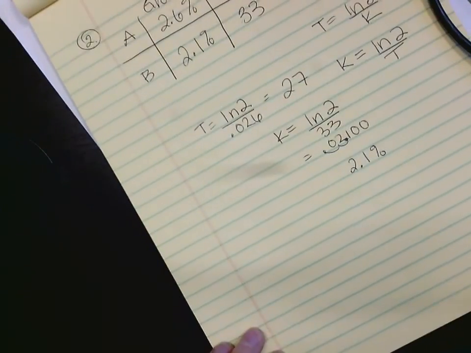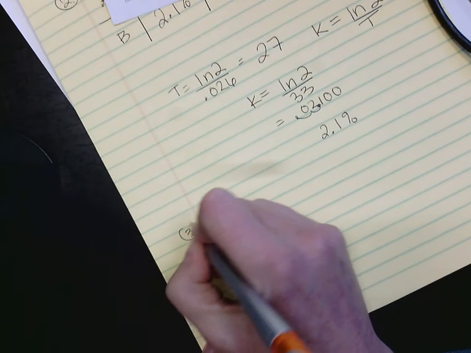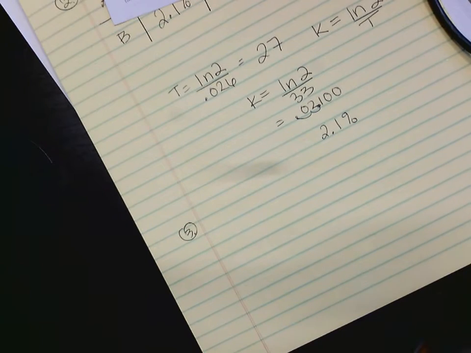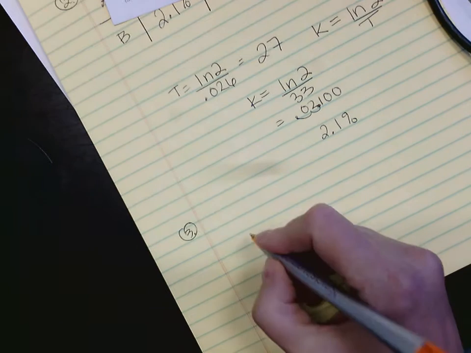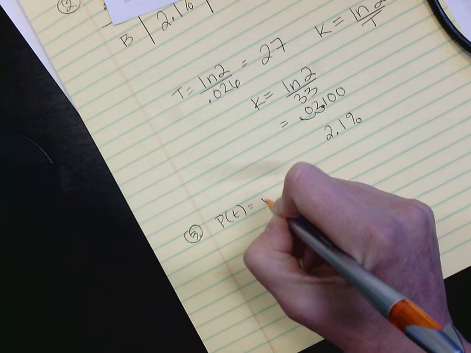All right, number 3. Suppose that $15,986 is invested at an interest rate of 5.7% per year, compounded continuously. So remember, P of t is where we end up.